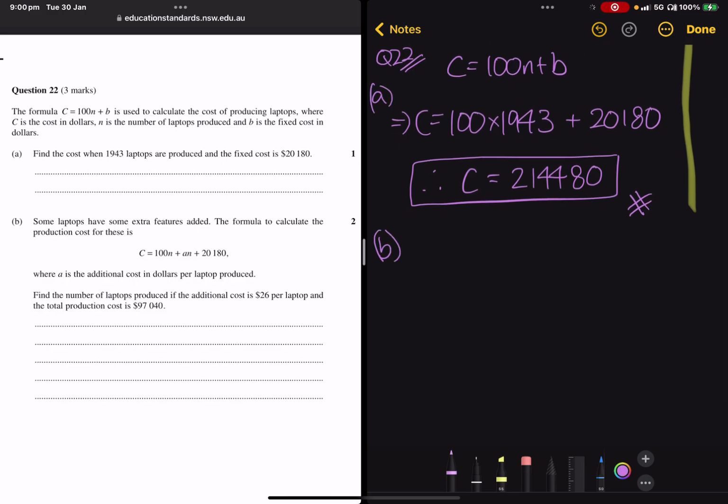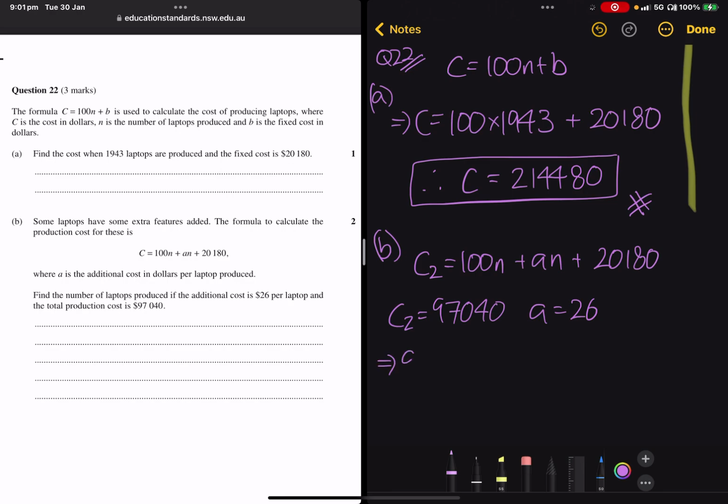Part B, some laptops have extra features added. The formula to calculate the production cost for these, so we'll call this cost 2, is 100 times N plus AN plus 20,180. A is the additional cost in dollars per laptop produced. Find the total number of laptops produced if the additional cost is $26 per laptop and the total production cost is $97,040. So this means C2 is $97,040 and A is 26, because we're told in the question A is the additional cost per laptop, and then it tells us additional cost is 26.